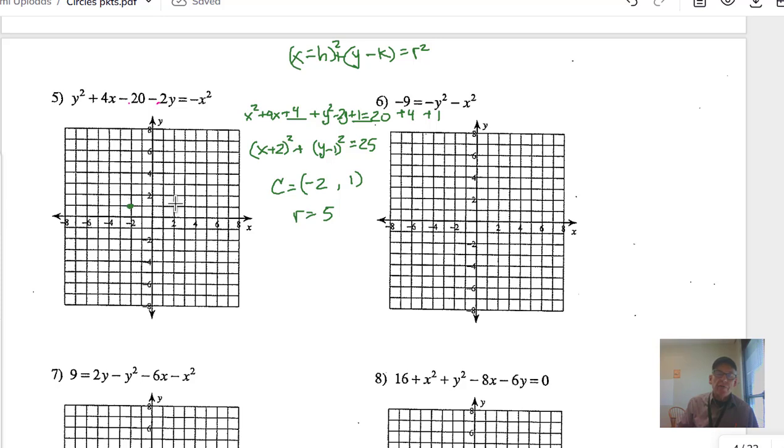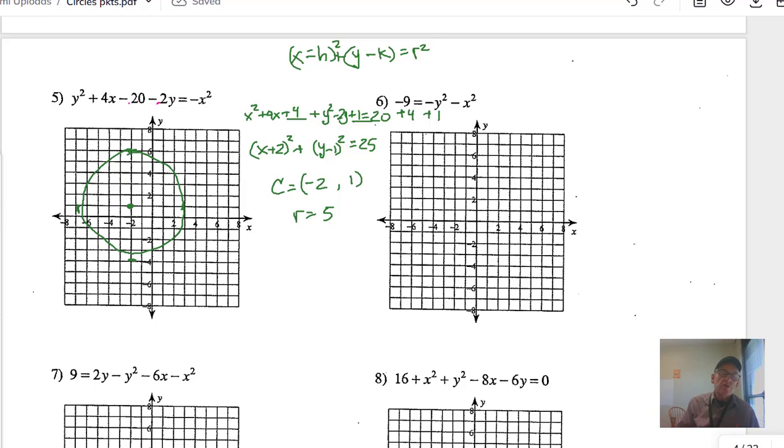So I'm going to put a dot at negative 2, 1, and I'm going to go to the right 5, go to the left 5, go up 5, and go down 5. Make dashes, and then I'm going to sketch a circle that goes through those dashes. And there I will have the graph of y squared plus 4x minus 20 minus 2y equals negative x squared.